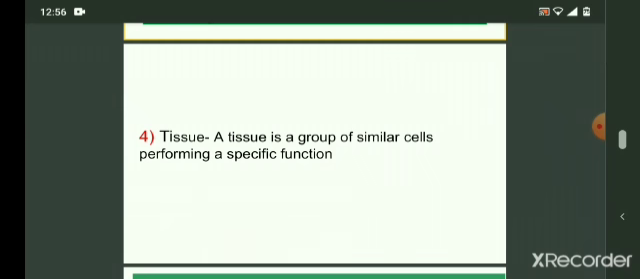Now when the cells join, they make up a tissue. Tissues are groups of similar cells. Like muscle is also a tissue because all the cells are muscle cells. They are similar cells. Similarly, blood is also a tissue, a connective tissue.